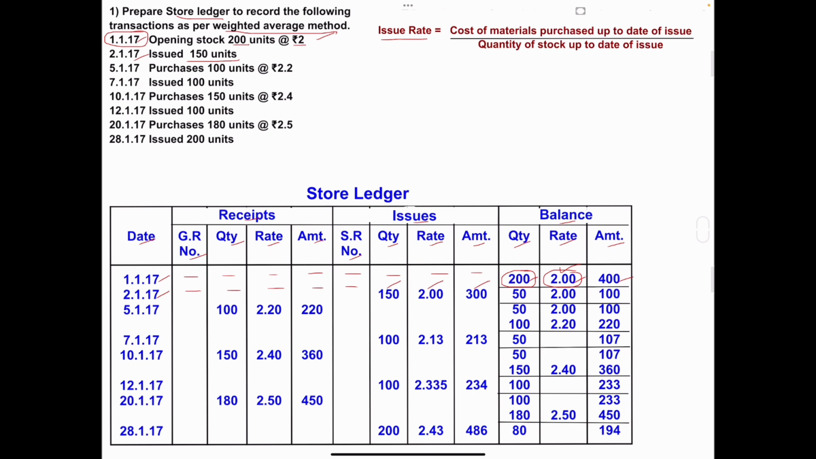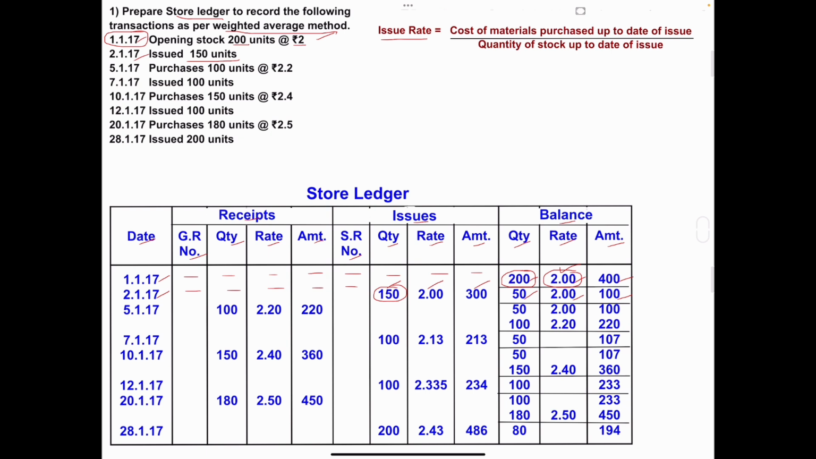Write the balance. In total we had 200 units. Out of that, we have issued 150 units. So the remaining quantity is 50. Rate will be the same, rupees 2. 50 into 2, 100 rupees. And close this.